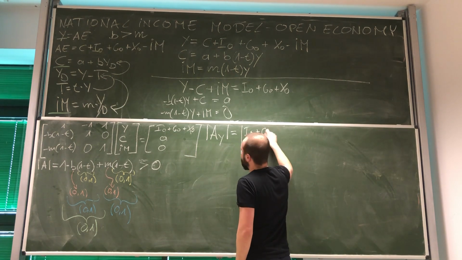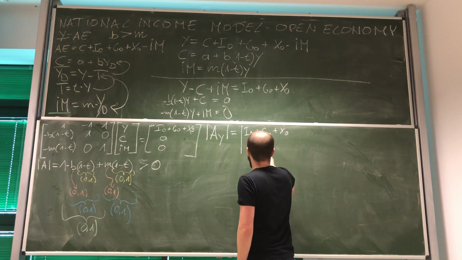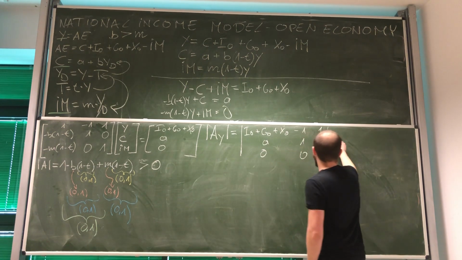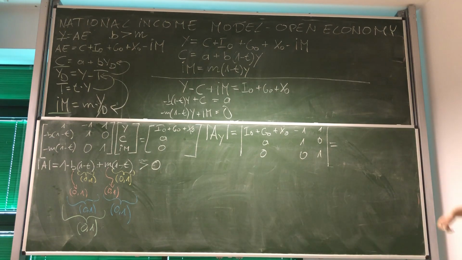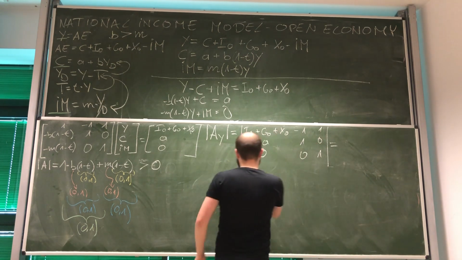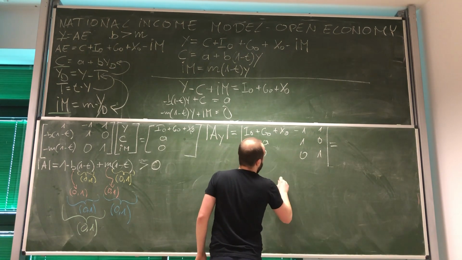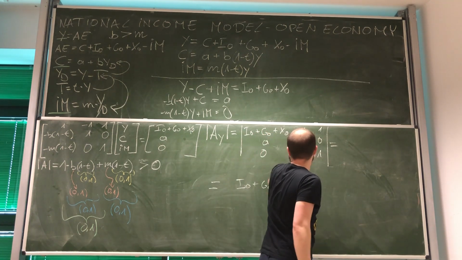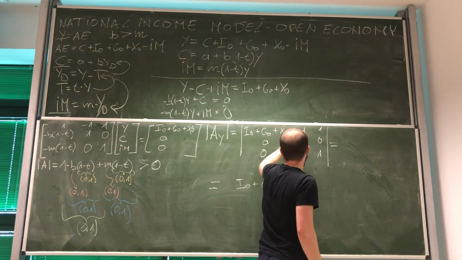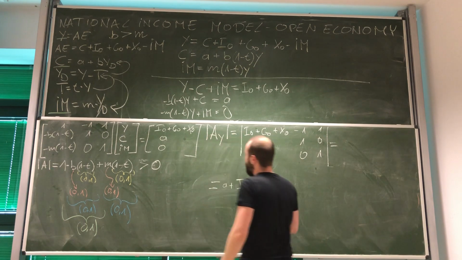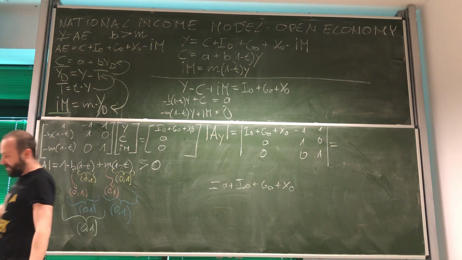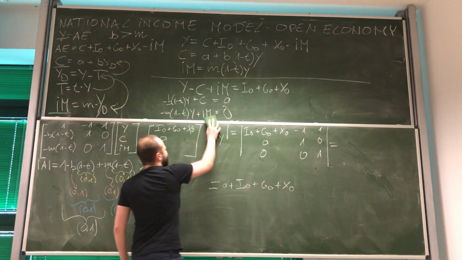So we have 0 plus I0 plus G0 plus X0, A0, negative 1, 1, 0, 1, 0, 1. Okay, this is quite easy, so we can just calculate it right away because it gives us I0 plus G0 plus X0, right, from here. Then we've got 0, 0, 0, 0, and plus A.